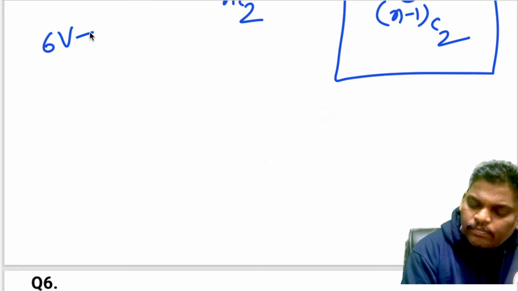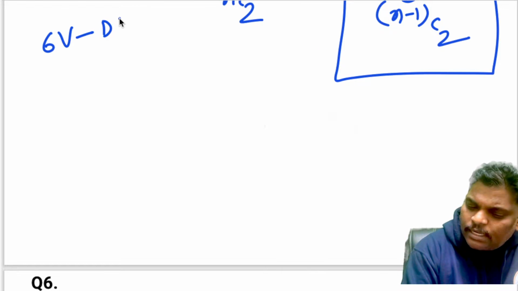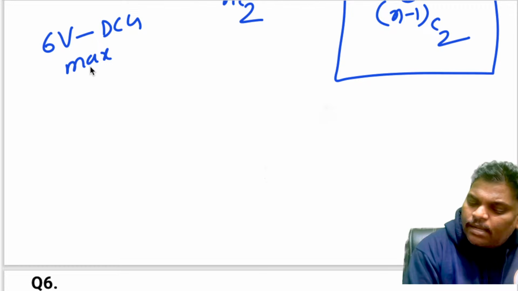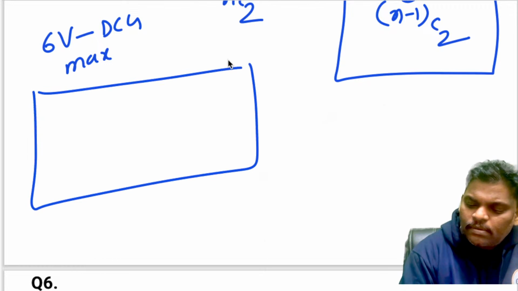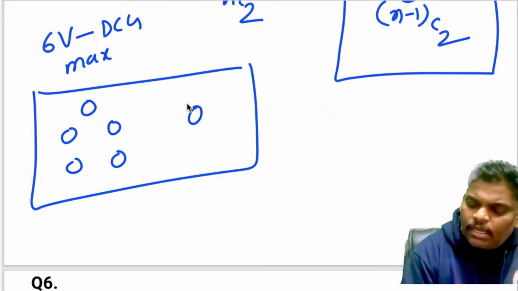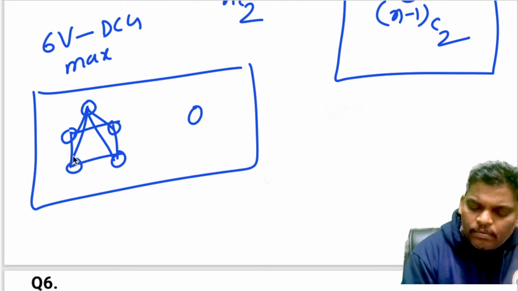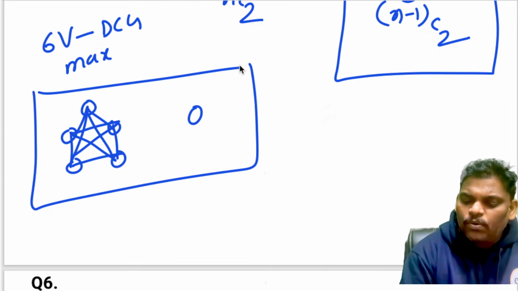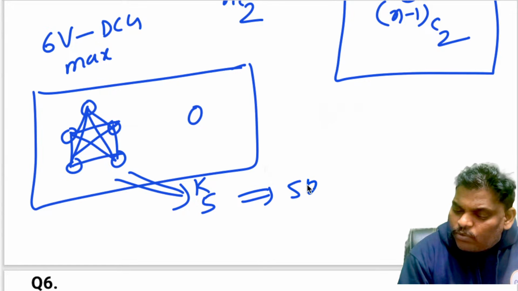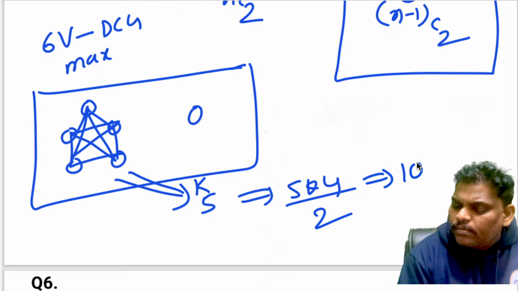6 vertices, disconnected graph. Maximum edges how many? See, 5 people you take in one group and 1 person you take outside. This is a complete graph. So the answer is going to be 5 vertices, number of edges K5, which is 5 into 4 by 2, 20 by 2, 10.